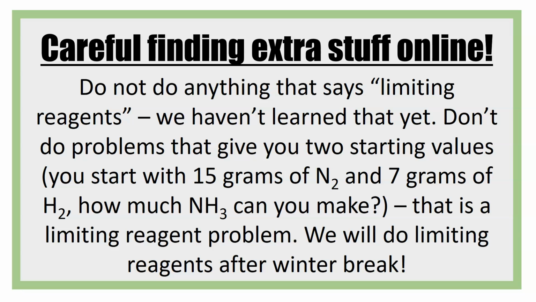If a problem gives you 2 starting values, like in this example, if it tells you start with 15 grams of nitrogen and 7 grams of hydrogen, that's a limiting reagent problem. They are telling you that you're going to run out of something first. Okay, so if it has 2 starting values, it's a little bit trickier than what we're doing right now.